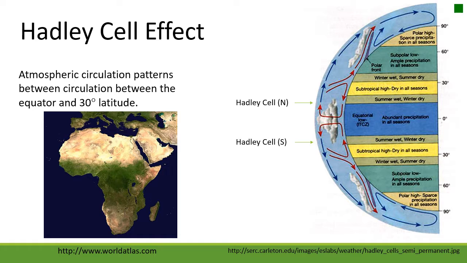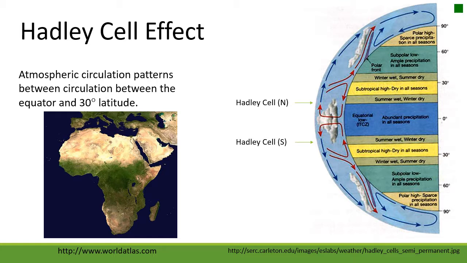Moving on. Super fun: the Hadley cell effect, another way that biomes are created around the world. If we look over on the far right, we see the north and the south Hadley cell in the middle near the equator. If we were to look north or south of those two Hadley cells, we see other recognizable cells around the world. But the Hadley cell is one of the most interesting, in my opinion. It is an atmospheric circulation pattern between the equator and the 30 degree latitude, so the 30 degrees north and 30 degrees south latitude.